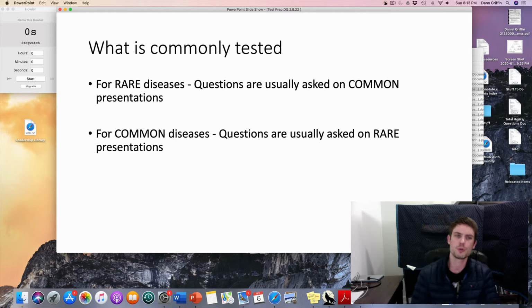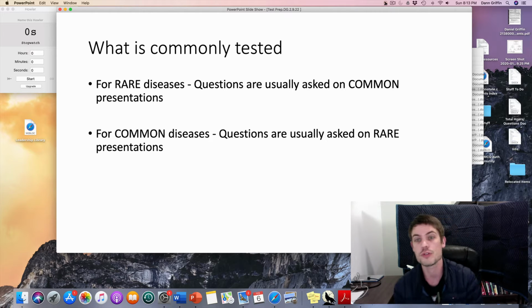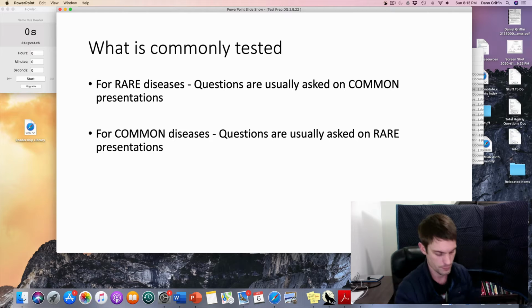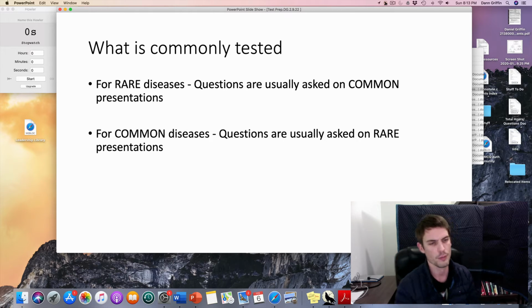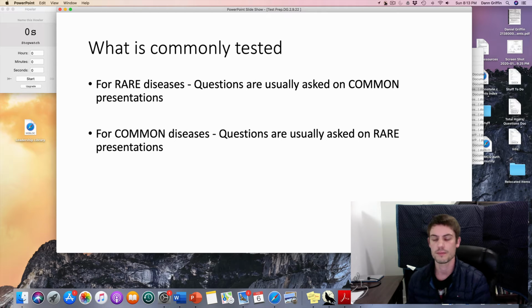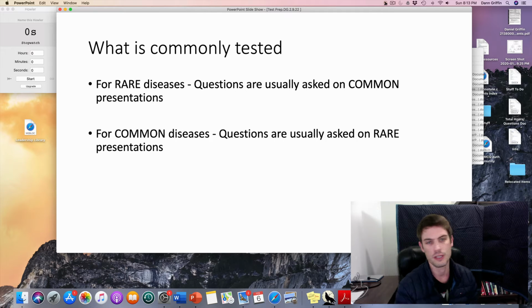So what's commonly tested? For rare diseases, questions are usually asked on common presentations. So for rare diseases, they're going to normally ask common presentations. For common diseases, they're going to usually ask rare presentations. So this is just a general rule of thumb. Whenever you're studying diabetes, you need to know everything about diabetes. When you're studying for Creutzfeldt-Jakob, just learn that they have an exaggerated startle response, and it's a neuro case, and that's really all you got to know. So anyway, just something like that.